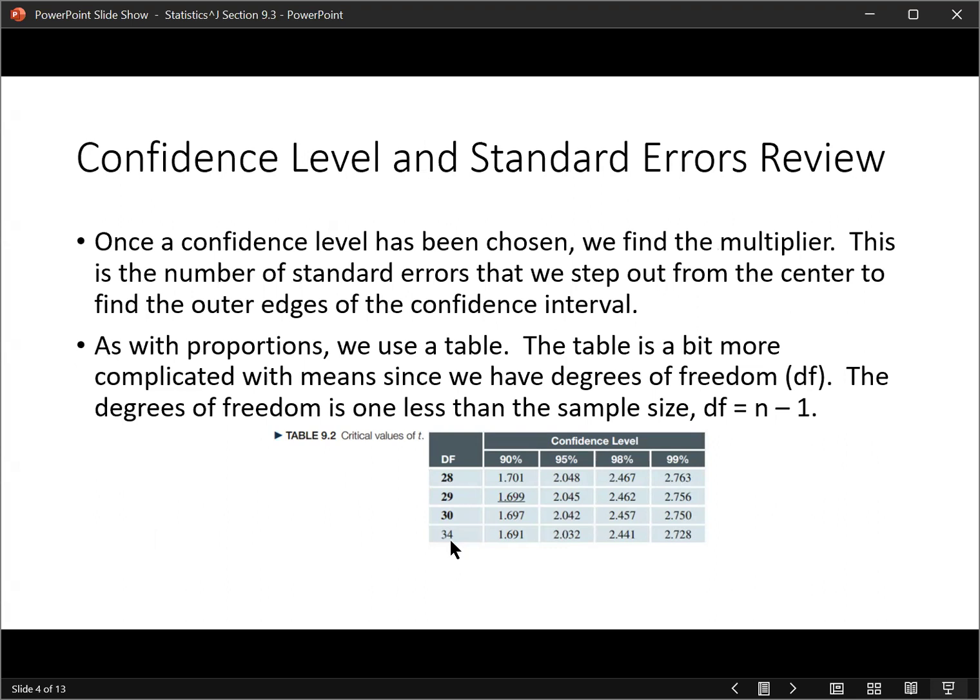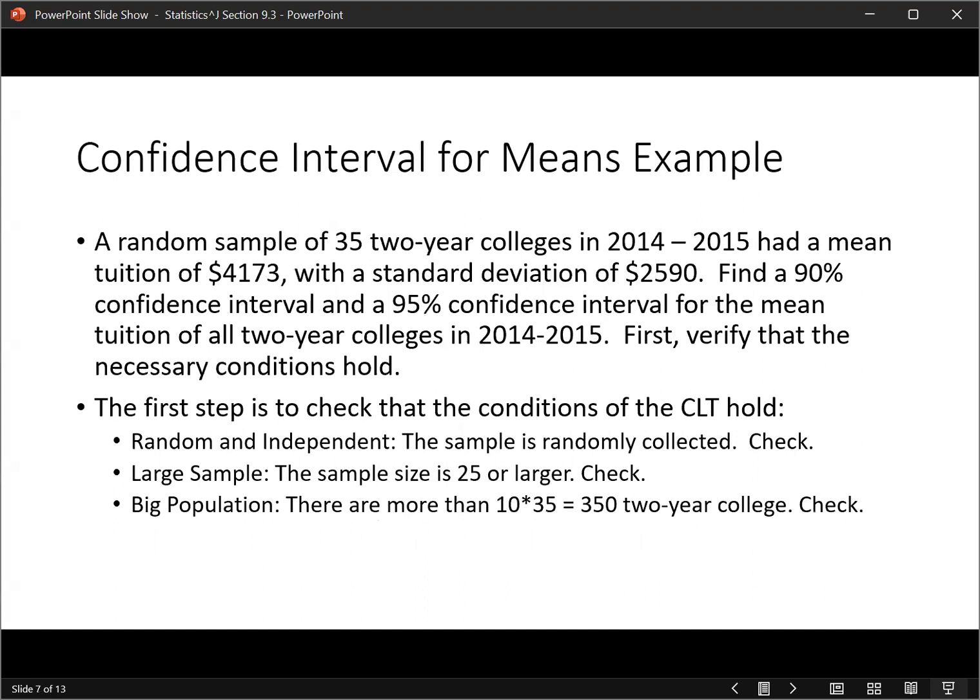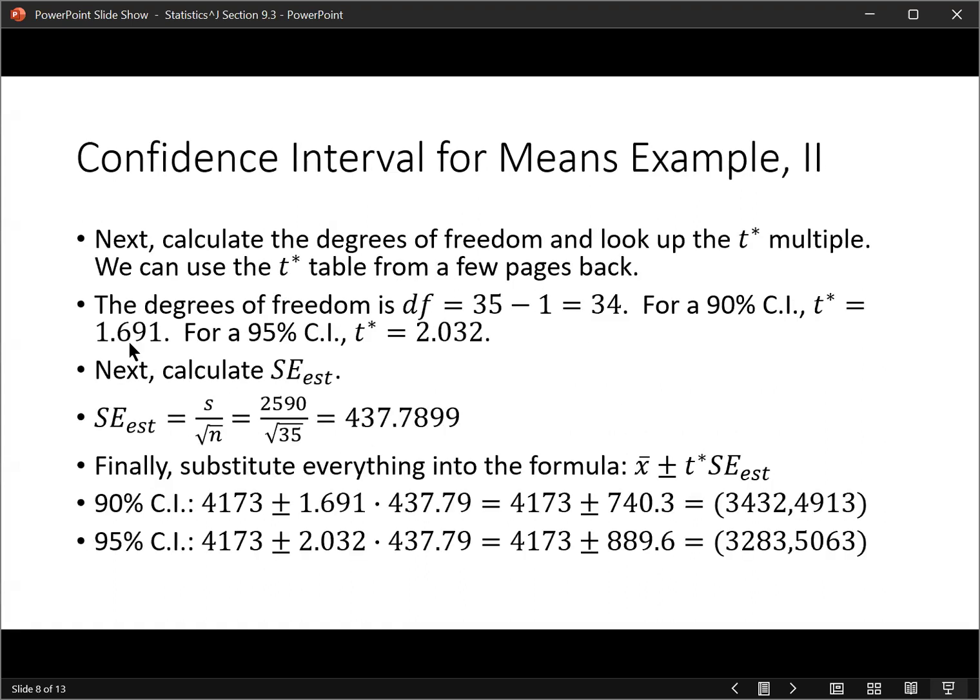And we want to find a 90% confidence interval and a 95% confidence interval. So for the 90%, we're going to use 1.691 for the T star. And for a 95%, we're going to use 2.032. Okay. 1.691, 2.032. So we've copied them over.